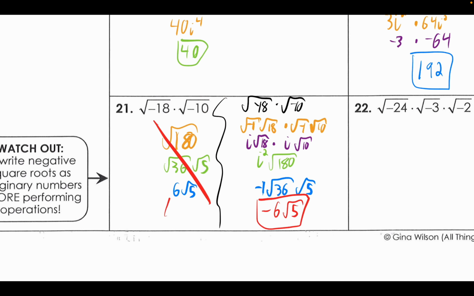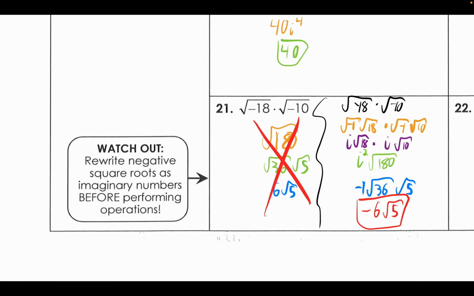Once again, this is wrong. The one on the right is accurate. So that's what this is saying: watch out. Rewrite negative square roots, or square roots of negative numbers might be a better way to phrase that, as imaginary numbers before performing operations such as multiplication.